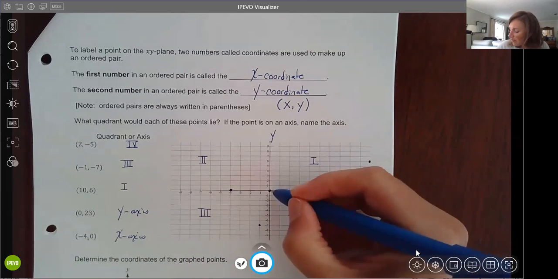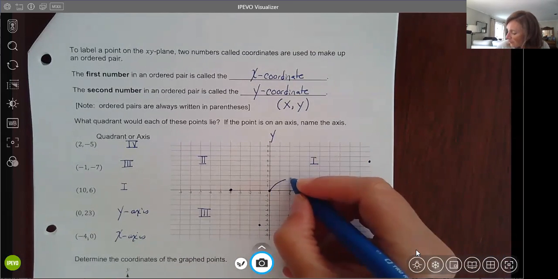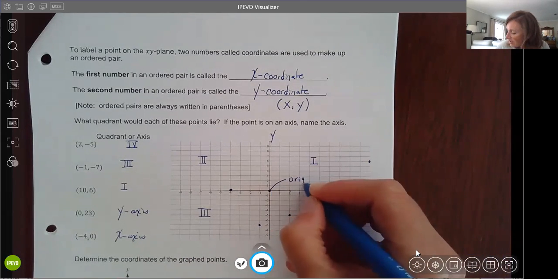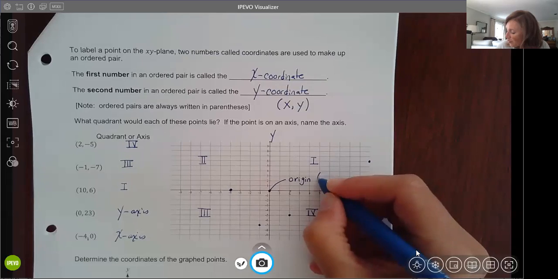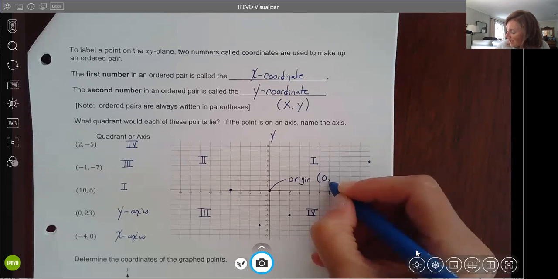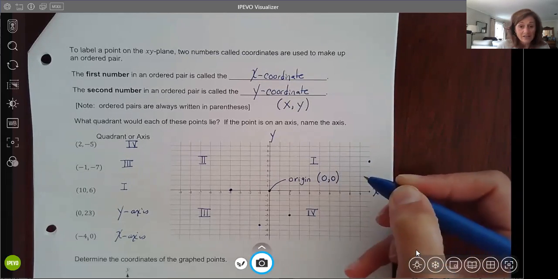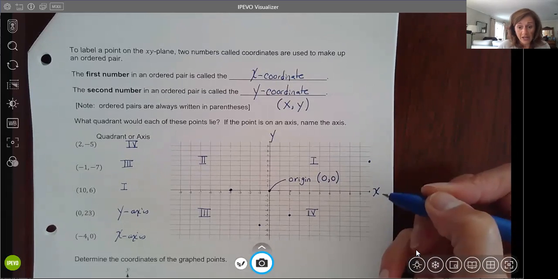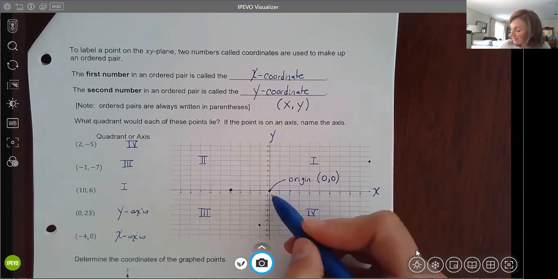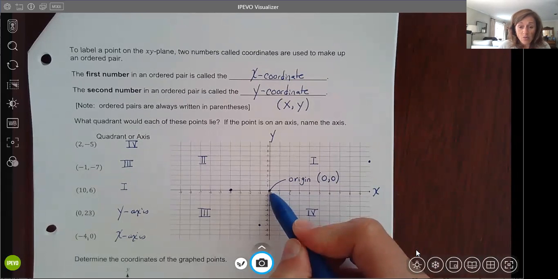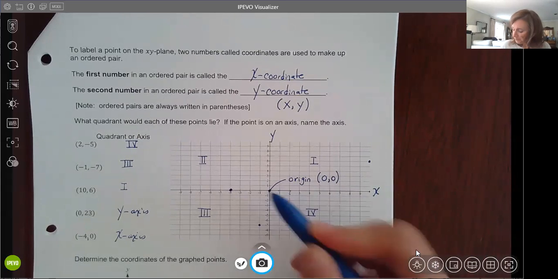Now let's talk about what the origin is, the ordered pair for the origin. The ordered pair for the origin is 0, 0, because we're not going left or right, and we're not going up or down. So we're staying still. So if we're at the origin, that ordered pair is 0, 0.